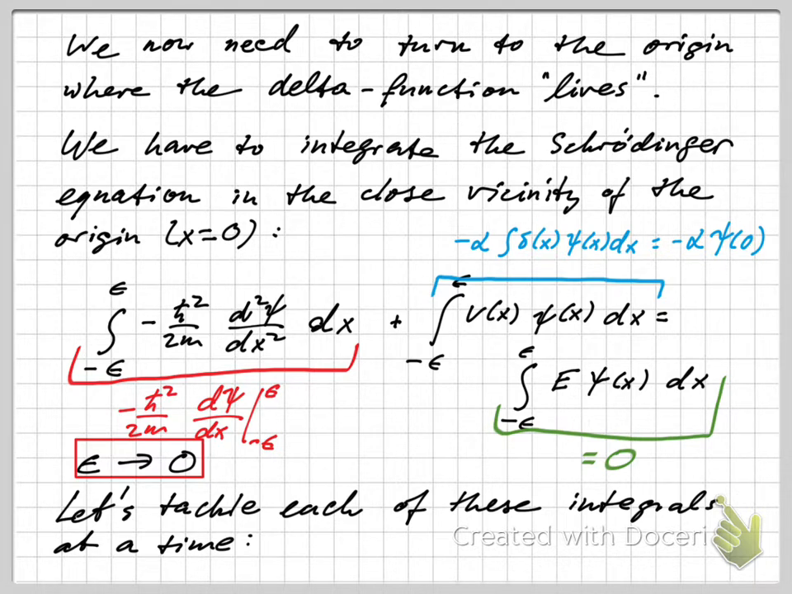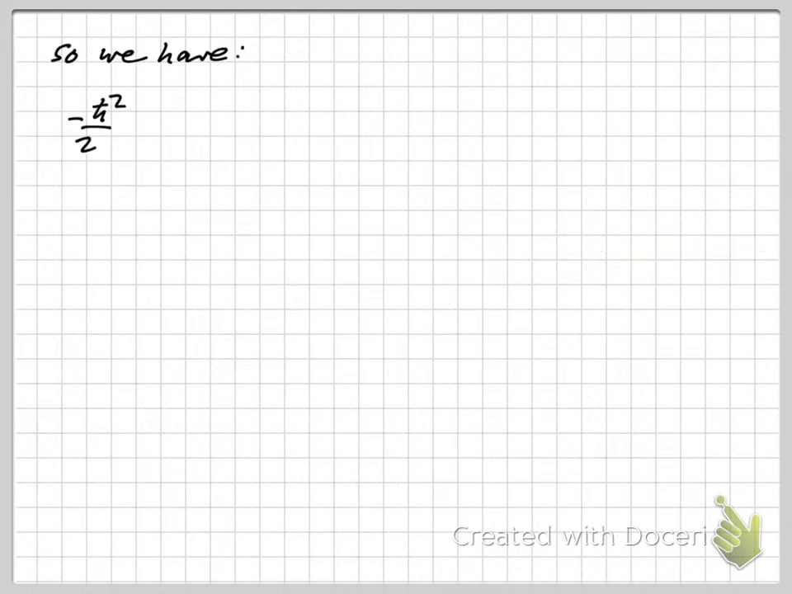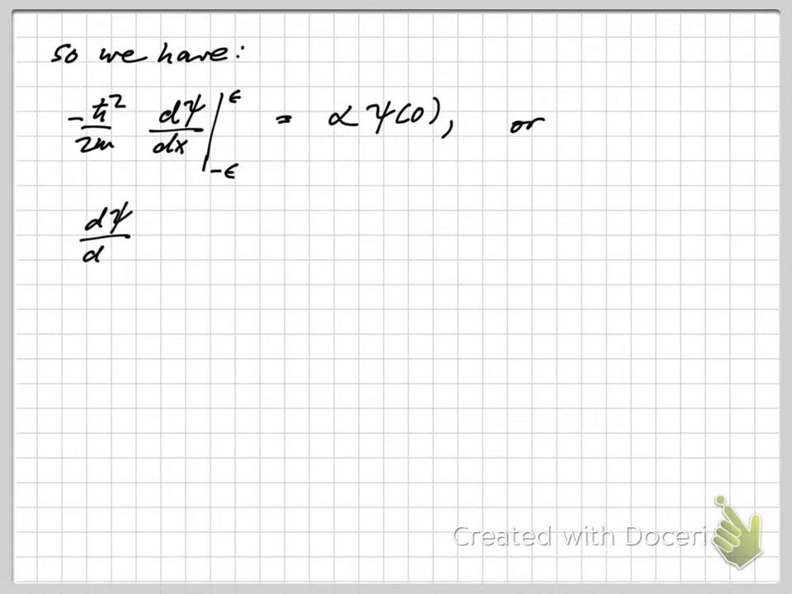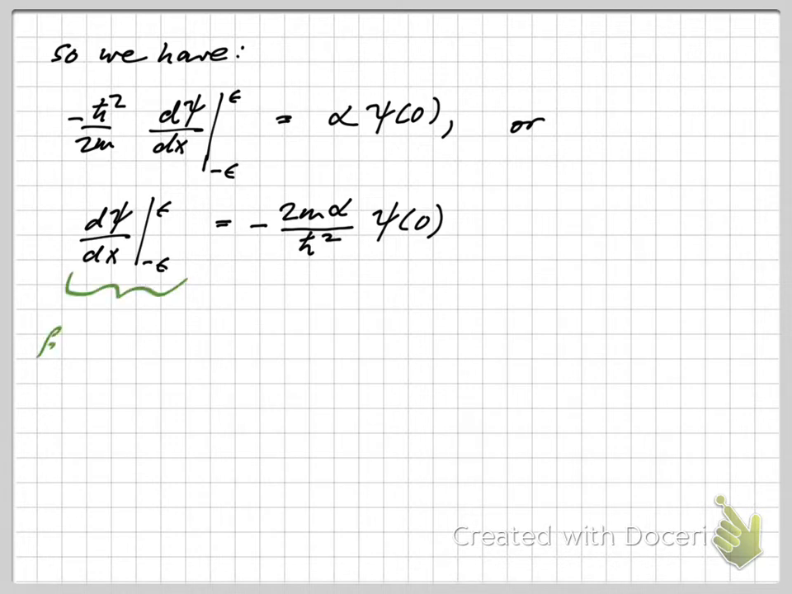Okay, so we have now evaluated all three pieces, and we can now write a simpler equation down. Namely, that minus h bar squared over 2m times the first derivative of psi evaluated at the two limits of integration is equal to alpha times psi of 0. Or you can also write that in this manner, because I'm just bringing the prefactor over to the right. Okay, now let's take a look at the left side here.